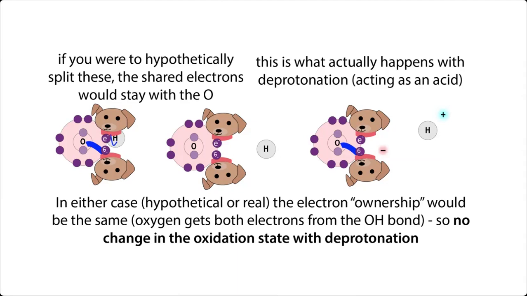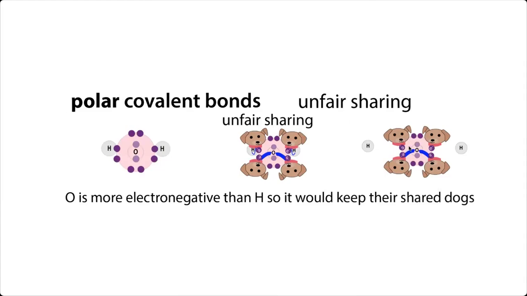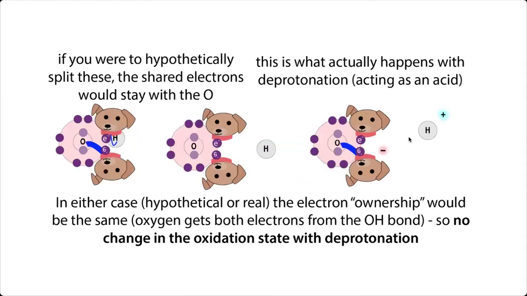Protonation and deprotonation are not redox. By definition, a proton has no electrons. Redox, remember, is all about the electrons. If we don't have any electrons, we're not doing redox. So remember, we said that if we split these dogs up, we would still have the electrons stay with the oxygen. So it's like the oxygen already won those electrons.